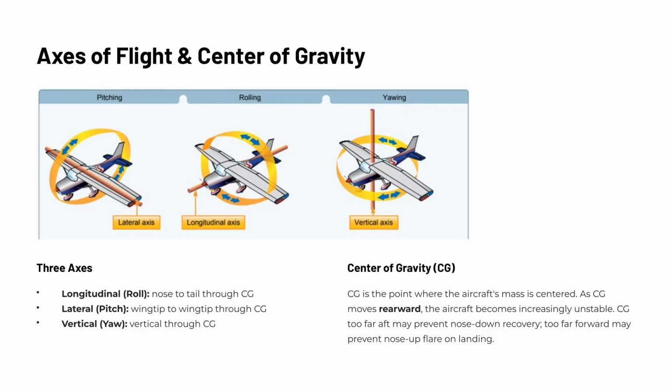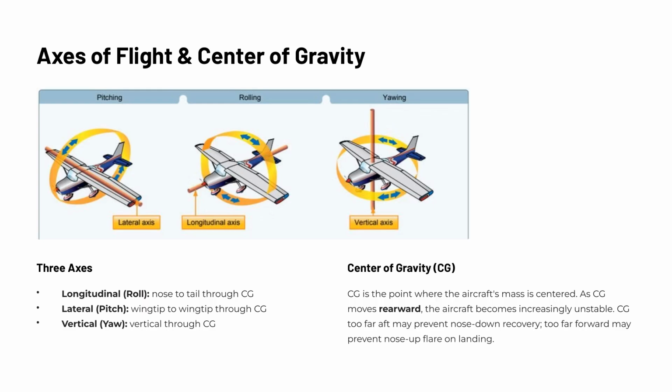Every aircraft rotates around 3 axes, and all 3 pass through a single critical point known as the center of gravity. Understanding this relationship is fundamental to safe flight operations. The longitudinal axis runs from the nose to the tail through the center of gravity, and rotation around this axis is called roll, controlled primarily by the ailerons. The lateral axis runs from wingtip to wingtip through the center of gravity, and rotation around this axis is called pitch, controlled by the elevator. The vertical axis runs straight up and down through the center of gravity, and rotation around this axis is called yaw, controlled by the rudder.